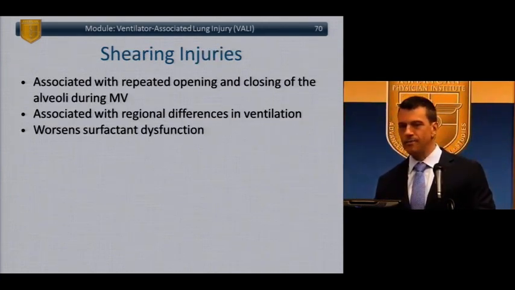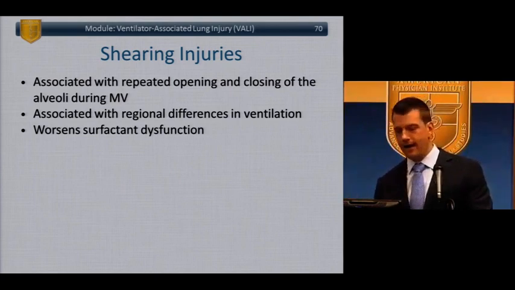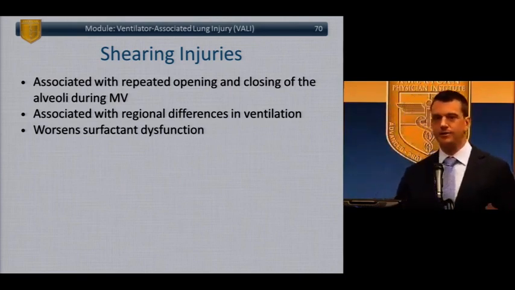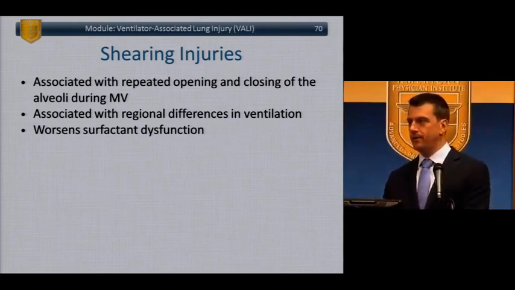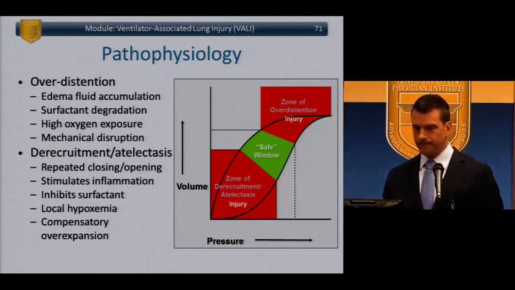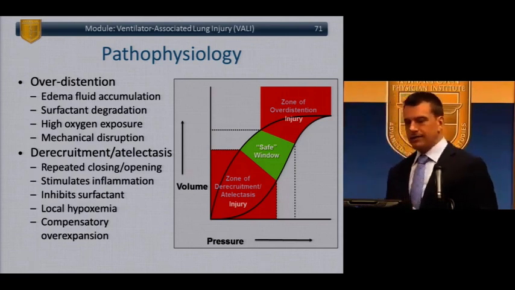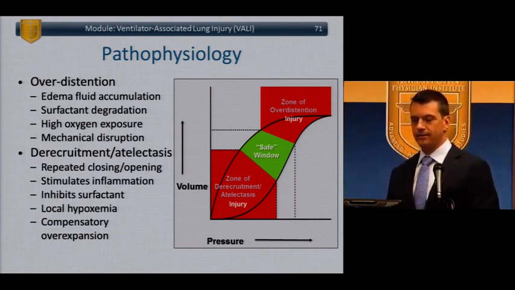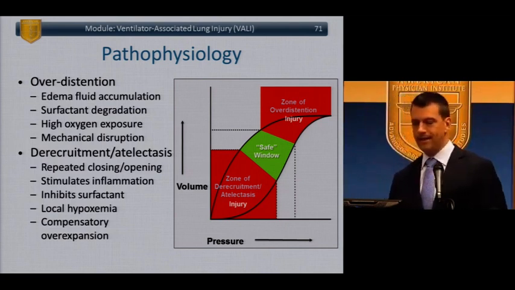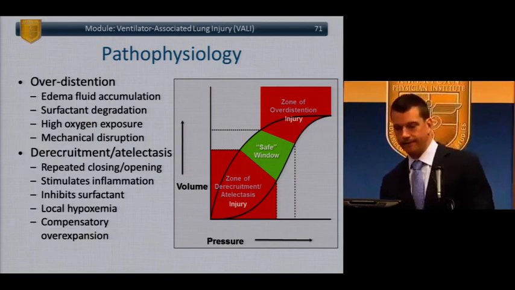Shearing injuries, again, repeated opening and closing of that alveolar unit. It causes regional differences in ventilation, and it worsens the surfactant, which slowly functions less and less, making it harder and harder to open each of those alveoli. So again, overdistension, edema, surfactant degradation up here in this high area with mechanical disruption, and again the de-recruitment and atelectasis that occurs, inflammatory, local hypoxia, and then overexpansion in the other regions.